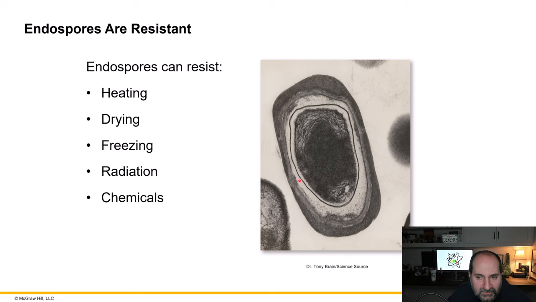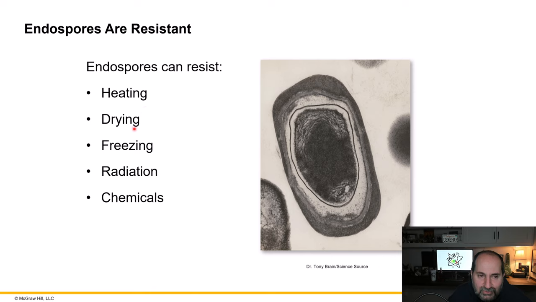See how it looks like a seed? The endospore can resist heat, not to an infinite degree. Autoclaves can still destroy an endospore. Fire can still destroy an endospore, but it's resistant to high levels of heat. For instance, endospores are resistant to boiling conditions.